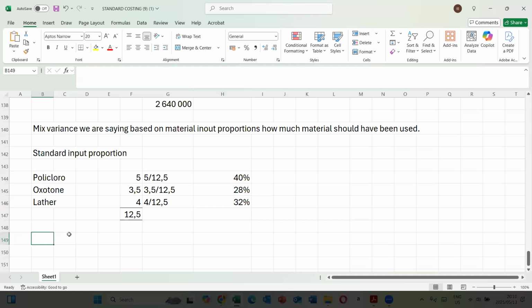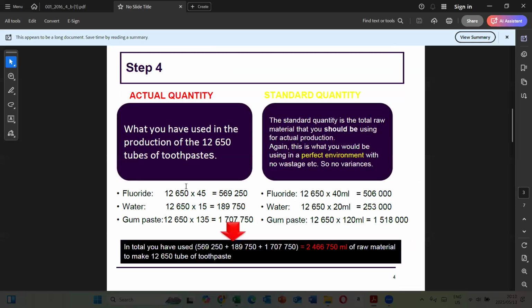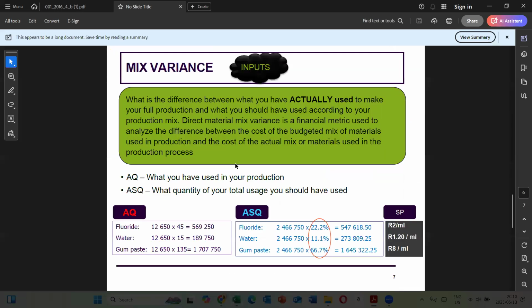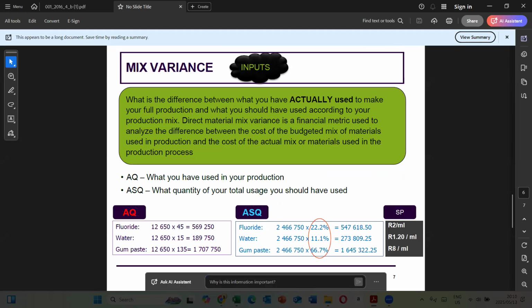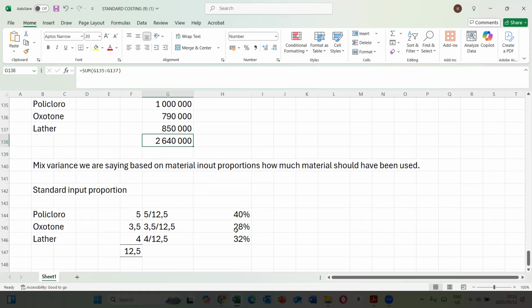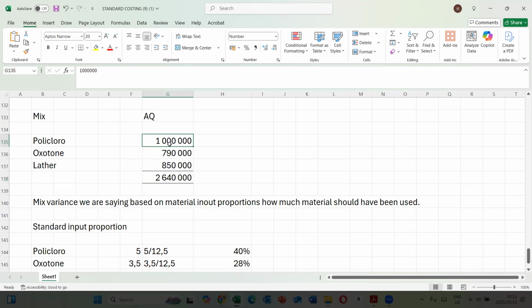Now remember, when we did the mix variance, in regards to our mix variance, I just want to take you to the formula there. In terms of our mix variance, we looked at actual quantity in standard mix. So the material they actually used, in total, this is what you used. So we're saying if you had followed our recipe book, how much should have been used for polychloro? How much should have been used for oxotone? How much should have been used for lather? That's what we are looking at.